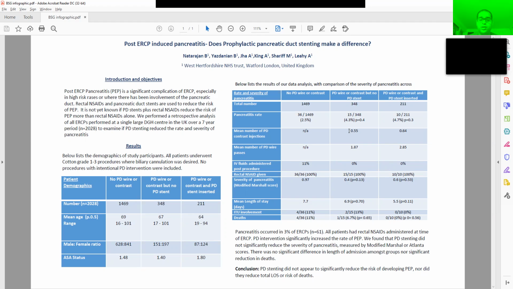Further information such as the male to female ratio in groups and the ASA status is recorded as below. In total, we noted that there was a 2.5% risk of developing pancreatitis if there was no intervention to the pancreatic duct, which increased up to 4.3 or 4.7% in the groups with pancreatic duct involvement. This was a statistically significant difference, and does suggest that PD cannulation or contrast injection increases the risk of post-ERCP pancreatitis.